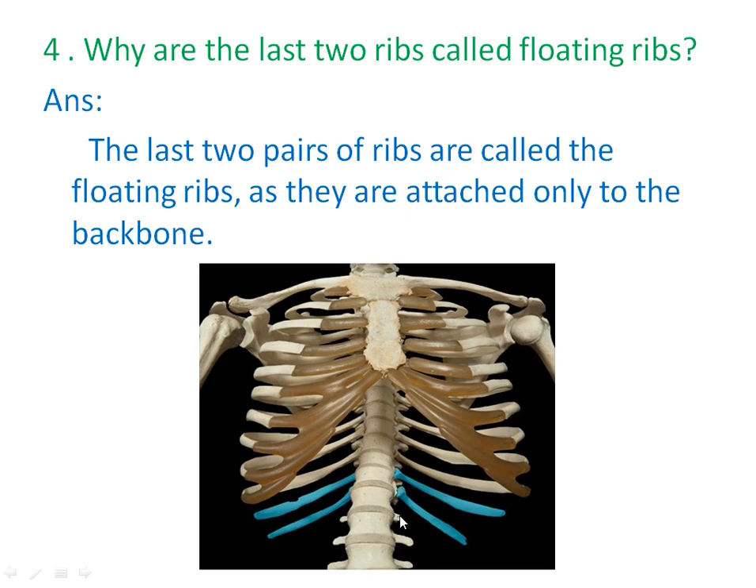The last two pairs of ribs. See here, this is one pair and this is the other pair. The last two pairs of ribs are attached only to the backbone. We call these the floating ribs, as they are attached only to the backbone. That's why we call them the floating ribs.